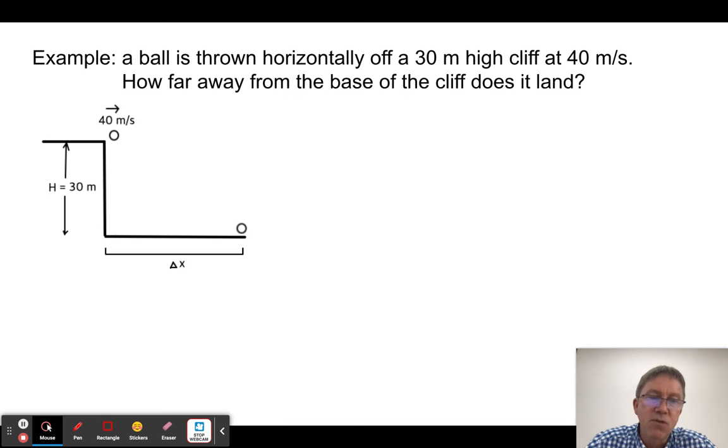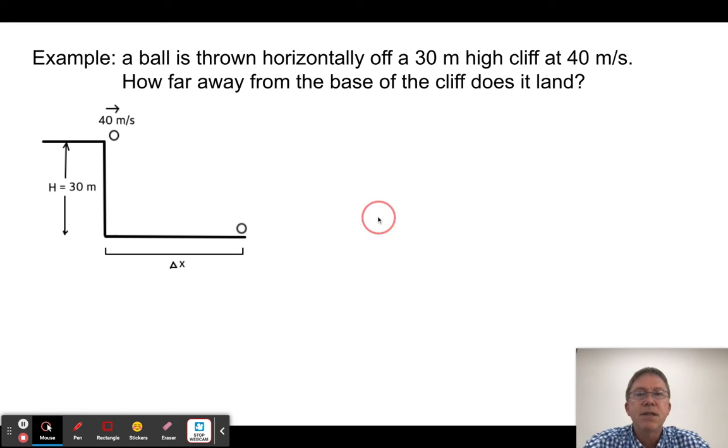Okay, so first of all, I'm just going to draw. That's always a good idea, and I'm going to label what I know. I know that the height, I'll just use h, is 30 meters. I know the initial velocity of the ball going off the cliff is 40 meters per second, and I know I'm trying to find the horizontal distance that this ball travels. Right? How far away is a horizontal question here, okay?